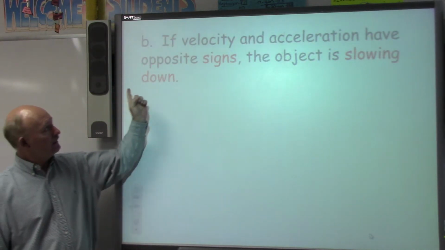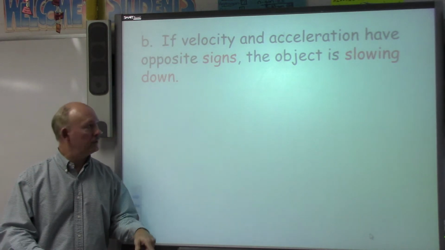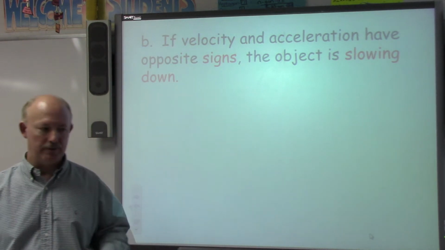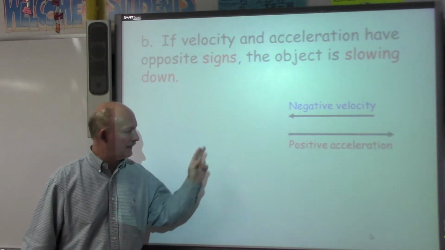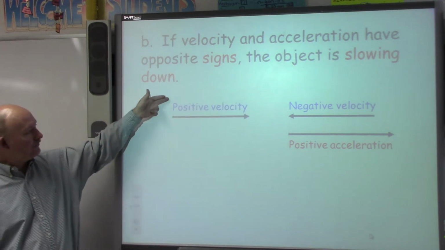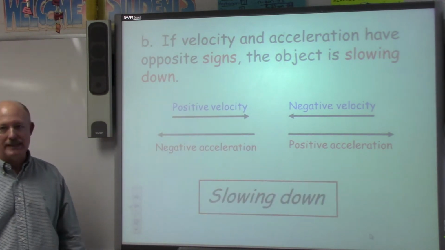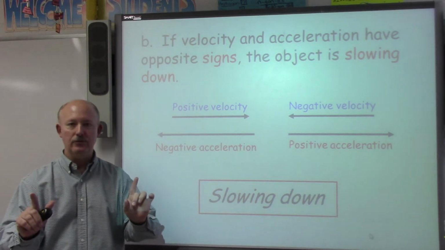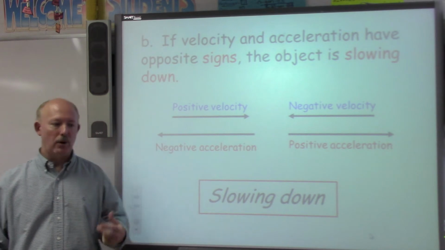Now, if the velocity and acceleration have opposite signs, then the particle is slowing down. So if the velocity is negative and the acceleration is positive, it's slowing down. If the velocity is positive and the acceleration is negative, the particle is slowing down. So if they have opposite signs, the particle is slowing down. If they have the same signs, the particle is speeding up.